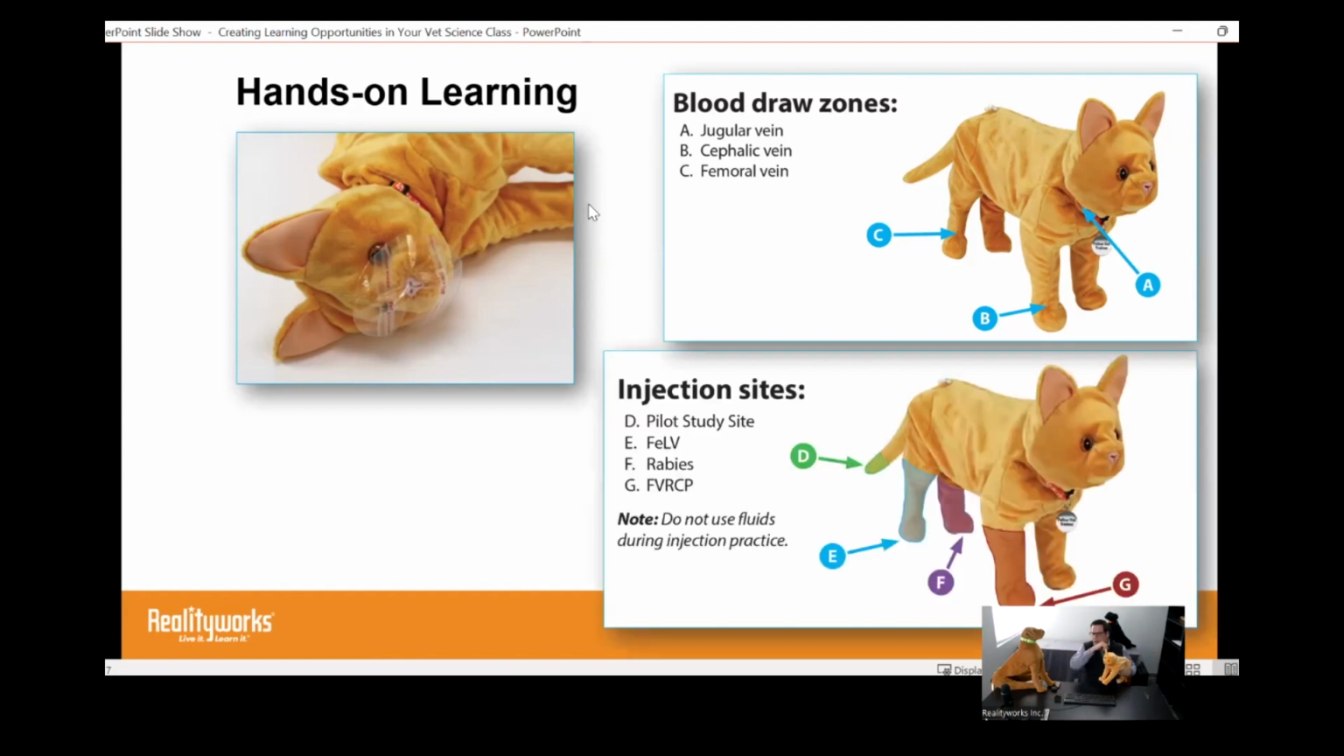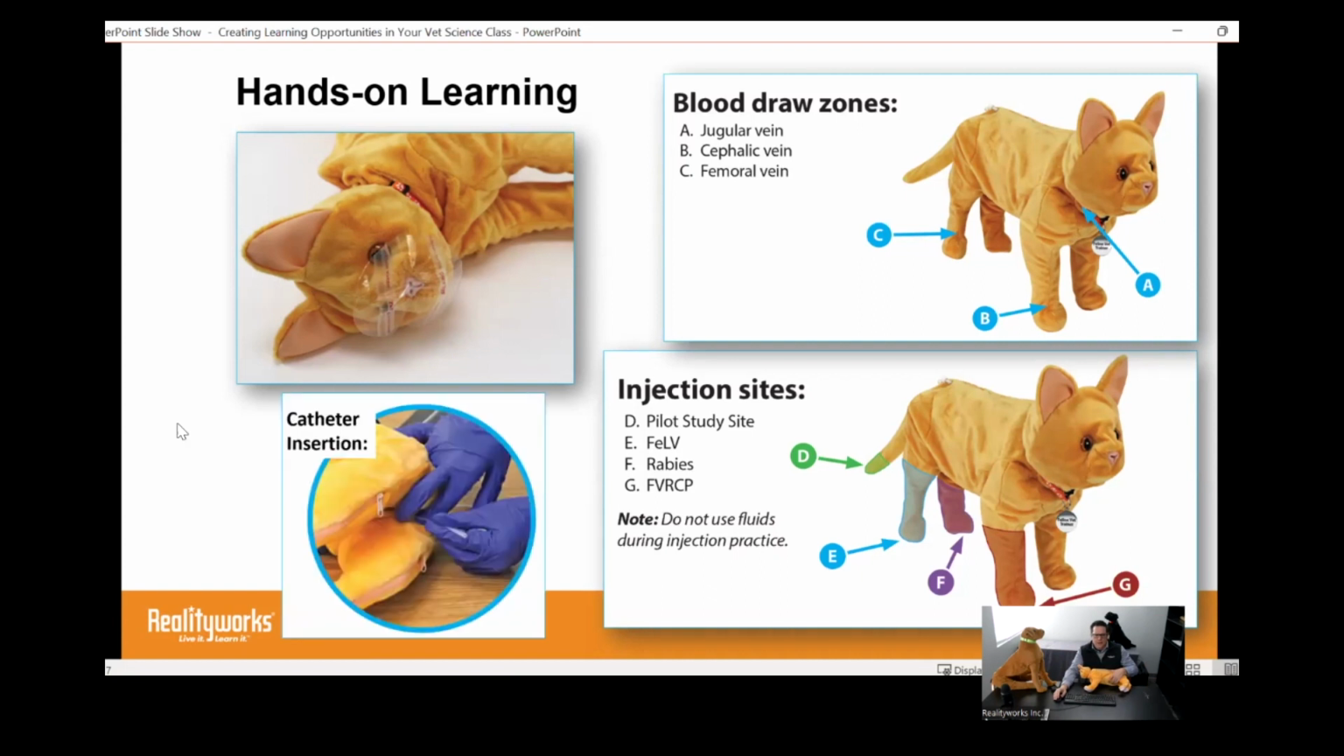The next one then is injection sites, being able to do different injection sites on our cat here. We don't use fluid in this for injection sites, but they actually can do injections for different medicines and for different vaccinations. So going in here and finding the correct position, and then have that soft tissue here, that soft muscle, to be able to actually do an injection site for the cat.